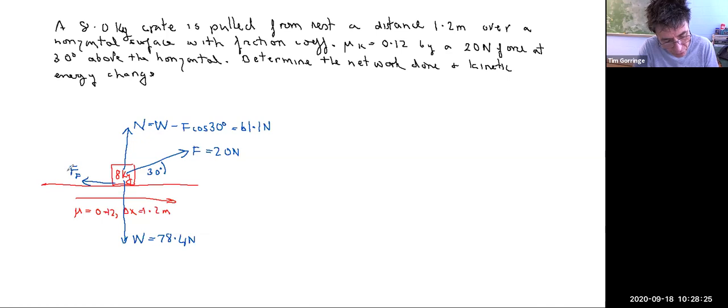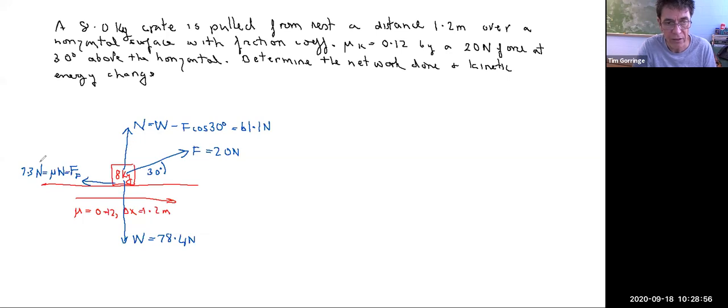Okay, finally we got the frictional force. The frictional force is equal to the coefficient of friction times the normal force. And since we now know the normal force is 61.1 newtons, all we got to do is multiply by the coefficient of friction, 0.12, that's 7.3 newtons.